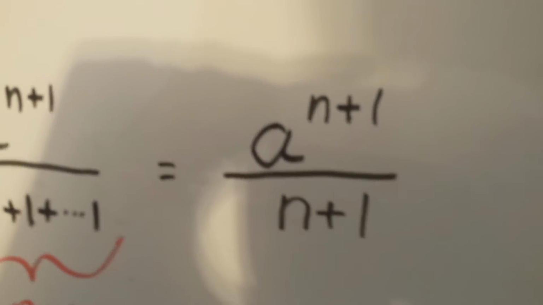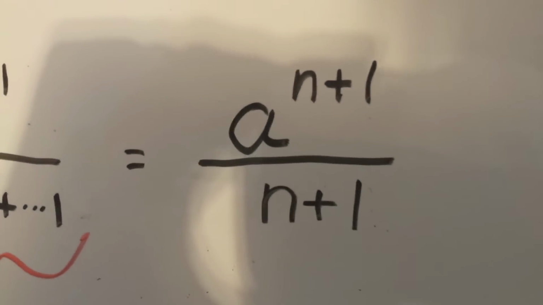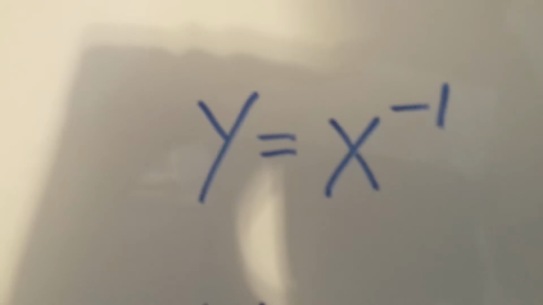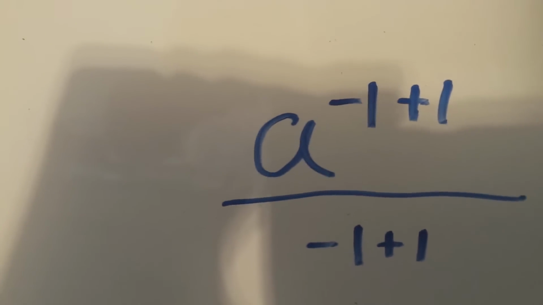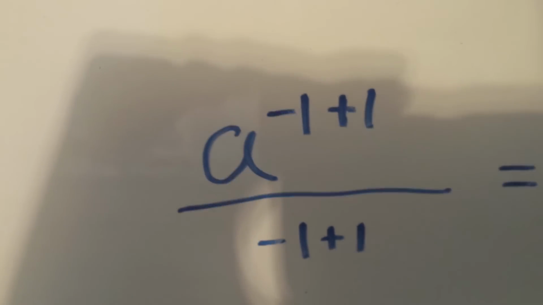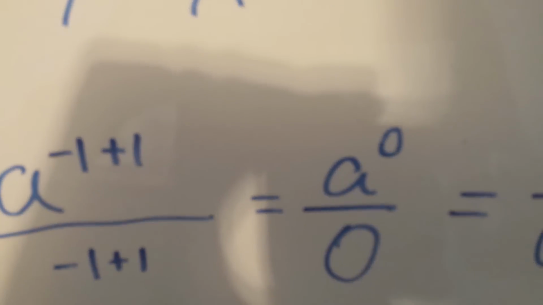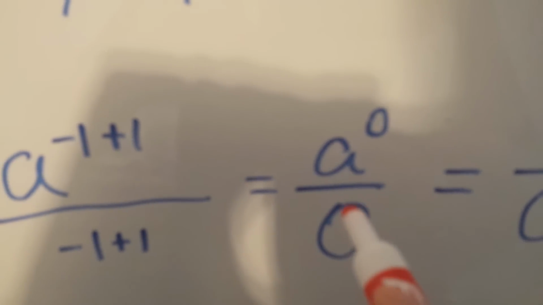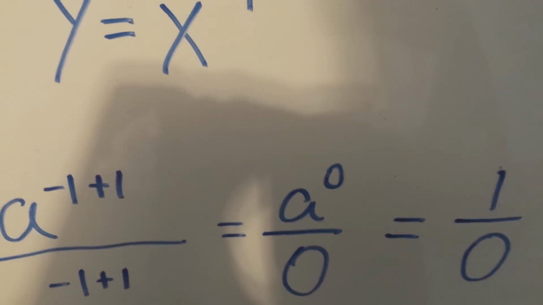Okay. Now, one snag, it does not work for the area of the curve y equals x to the minus 1, because of course, by following this formula, given a certain a, we would get this, which of course turns into this. And this is a big no-no. This is undefined. So the problem remains.